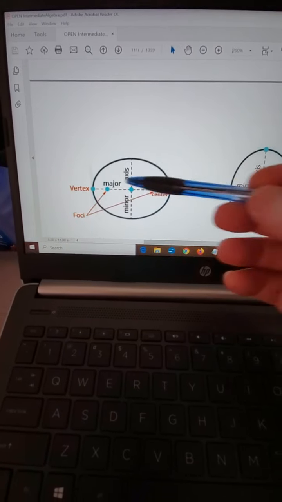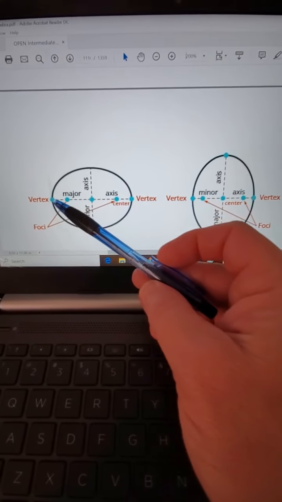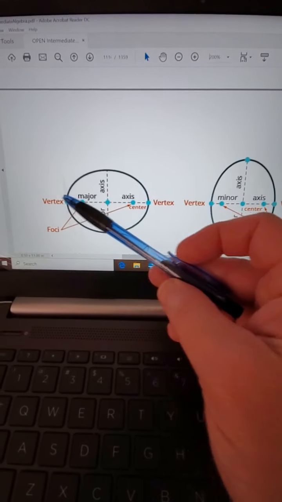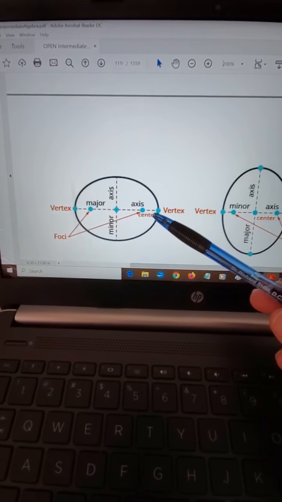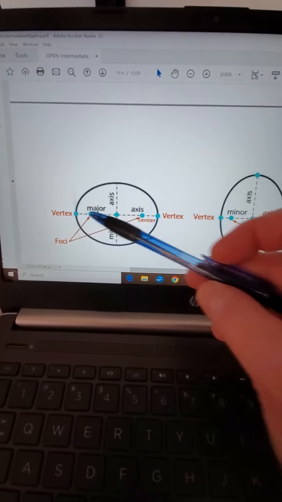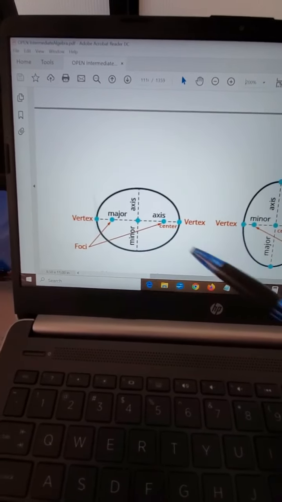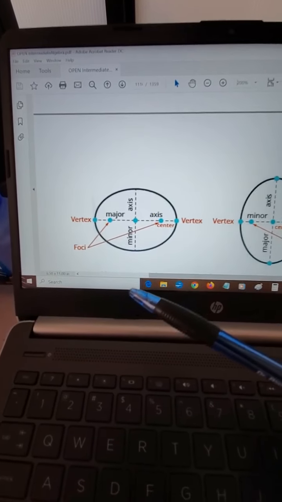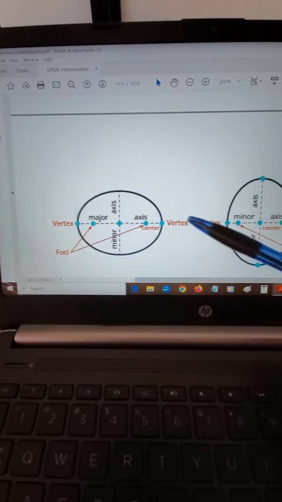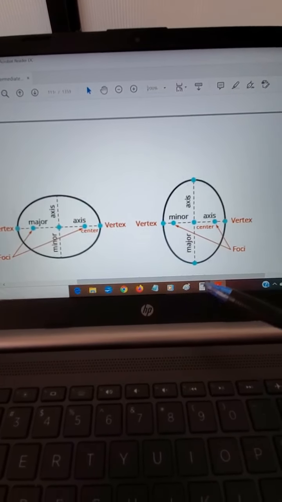In an ellipse, this point here and that point there is called a vertex. Here, that point there and that point there is called a vertex. This long one is like a diameter of a circle, but it's longer, and that's a shorter diameter, so it's similar to a circle, but not quite the same. Anyway, the long one is called the major axis, the short one is called the minor axis.